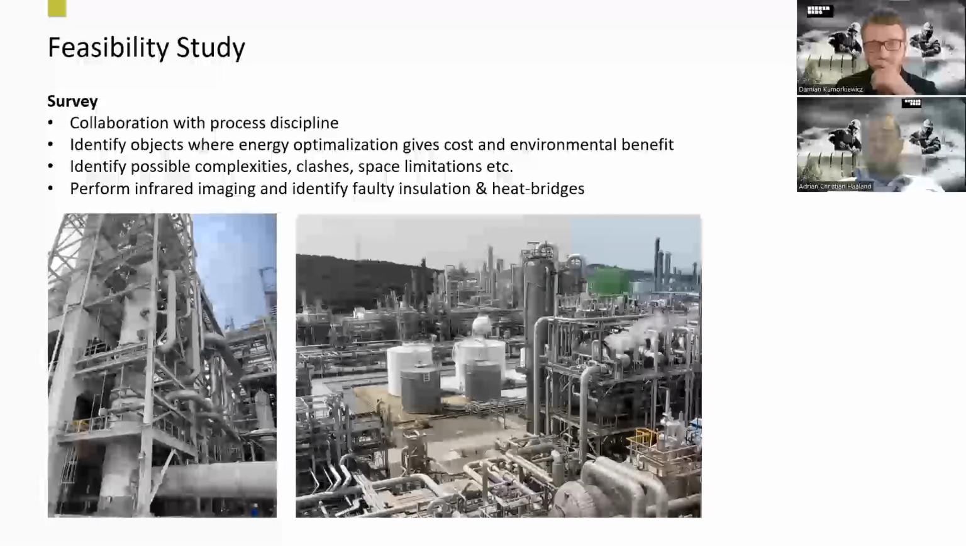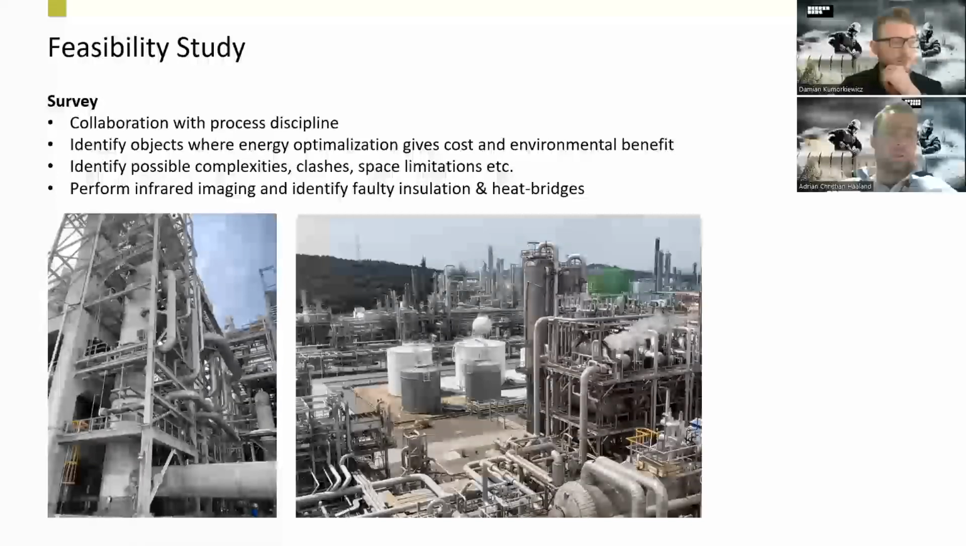So the first part of the project was what we call the feasibility study. So we want to have a look at the different parts of the plant, and we want to identify the pieces of equipment where heat loss is costing the operators large and significant amounts of money. So we had a survey together with the client where we collaborated with the process discipline and reviewed different parts of the process, identifying those reactors, those vessels, those heat exchangers where heat loss was contributing a significant amount of cost.